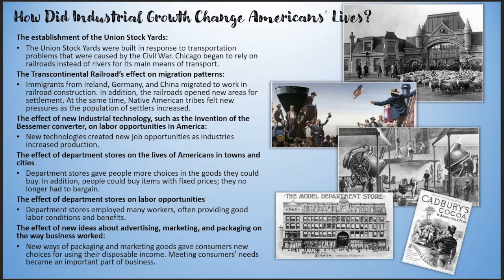The Transcontinental Railroad affected migration patterns in the United States when immigrants from Ireland, Germany, and China migrated to work in the railroad construction. In addition, the railroads opened new areas for settlement, and at the same time, Native American tribes felt new pressures as the population of settlers increased.